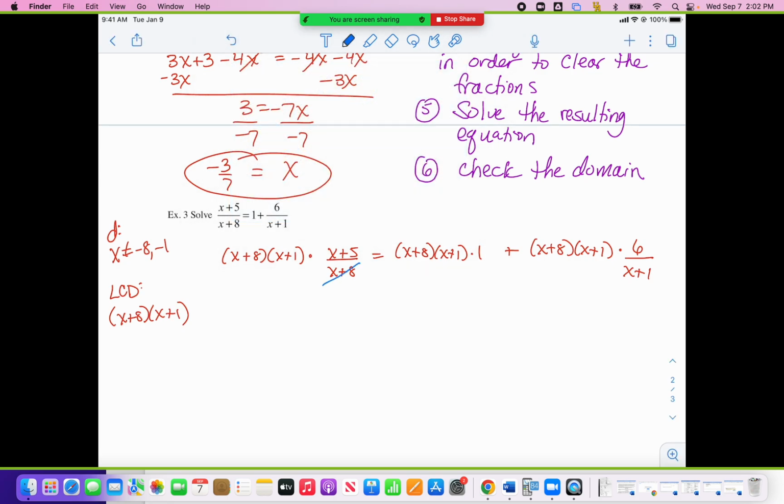So I'm going to cross out the x plus 8s, and I get x plus 1 times x plus 5. Here, the 1 times just gives me x squared plus 9x plus 8. The x plus 1 cancels, and I get 6 times x plus 8. I'm going to pause a moment and let you work that. It works out really nicely where the x squareds cancel again.